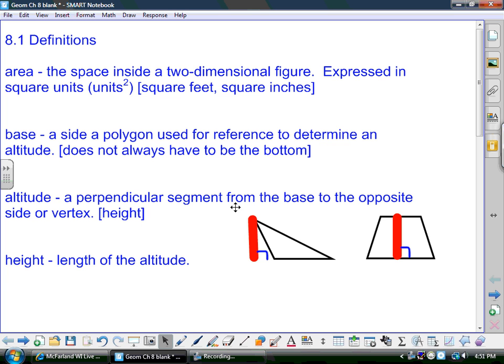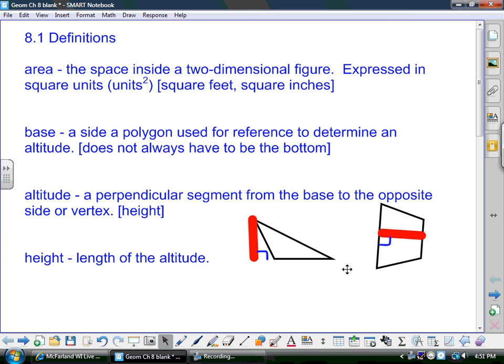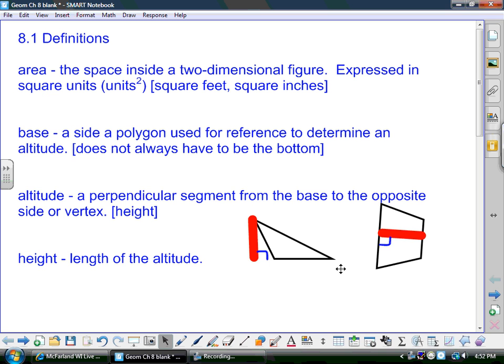Now with both of those shapes, the base does not have to be the part that's at the bottom. I could turn this way, and it's still an altitude. No matter how I look at it, it's still an altitude because it's still perpendicular, even though the base is not at the bottom. Same thing with the triangle. If we turned that triangle, the base wouldn't have to be the bottom side. It could be any side that we want.